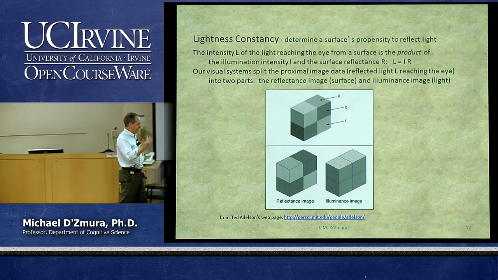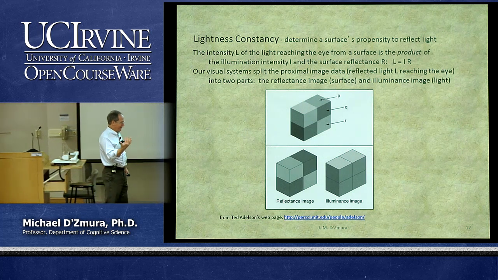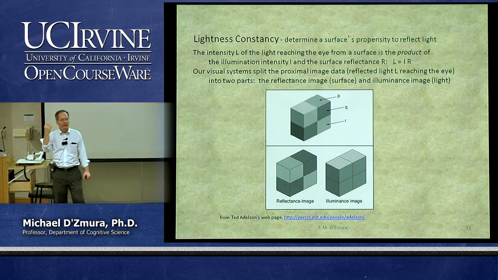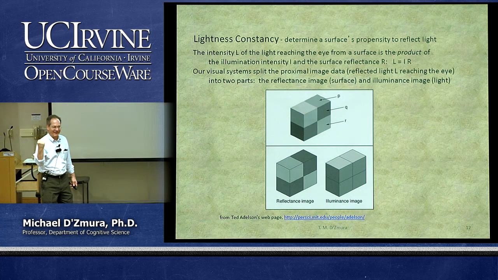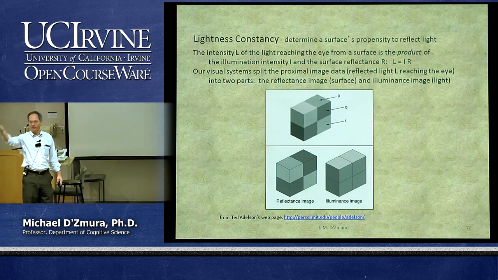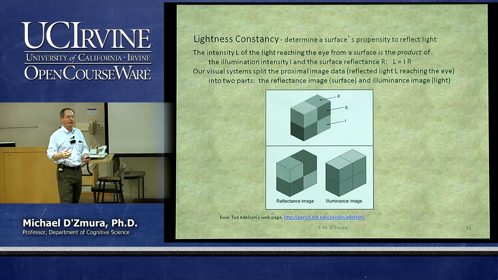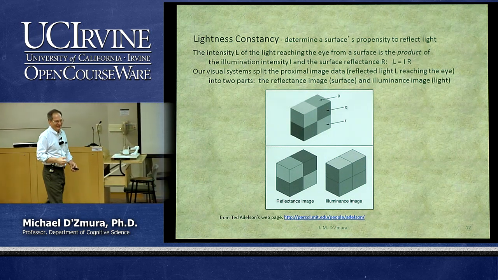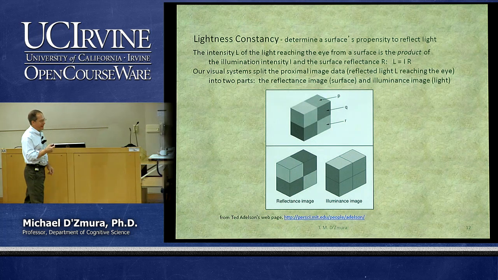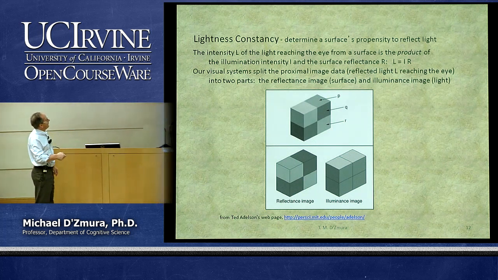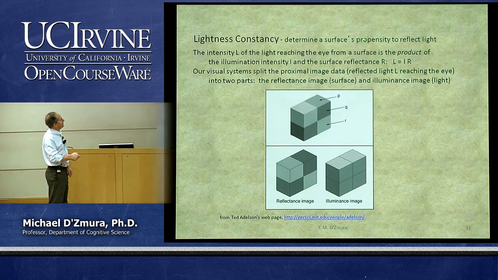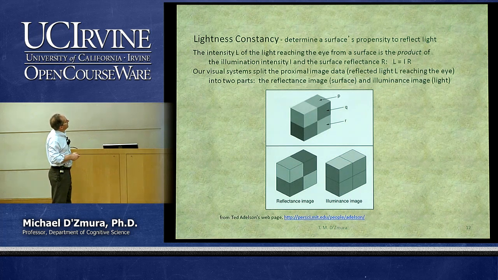So in some sense, we are abstracting away in our perceptual representation the surface's ability to reflect light, irrespective of whether we're shining a dim light on it, like in this classroom, or whether we're outdoors on a very sunny day, shining much more light on it. So that's known as lightness constancy. And what we're determining is a surface's propensity to reflect light.